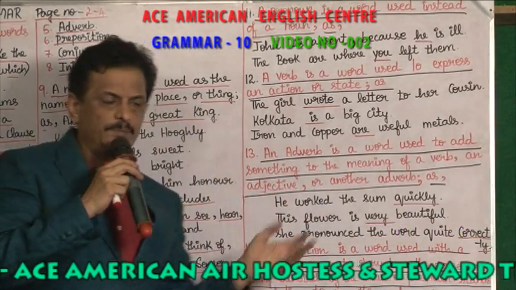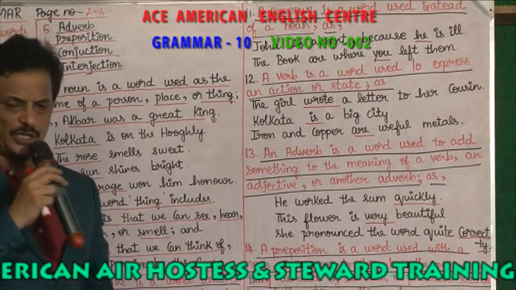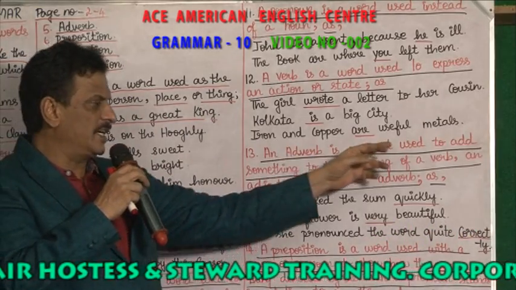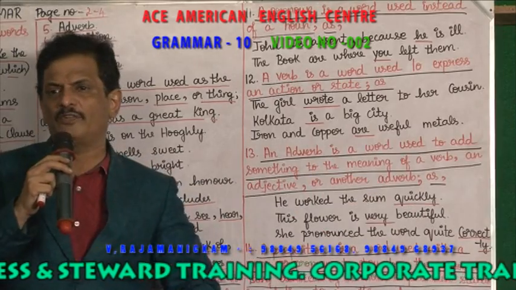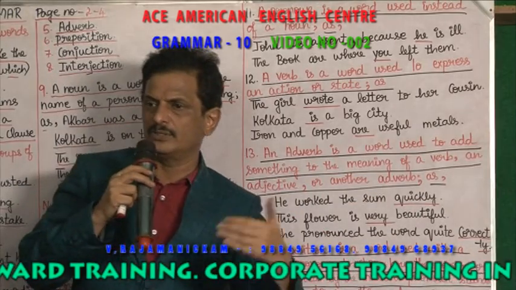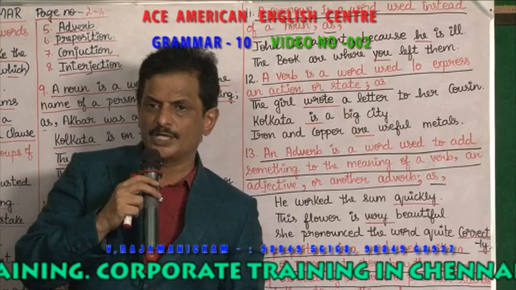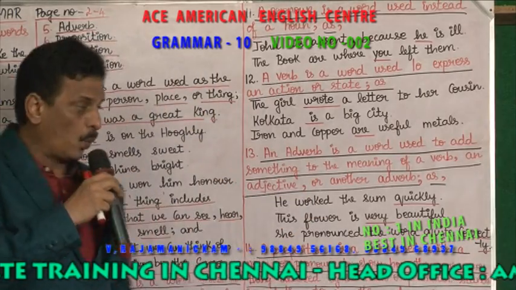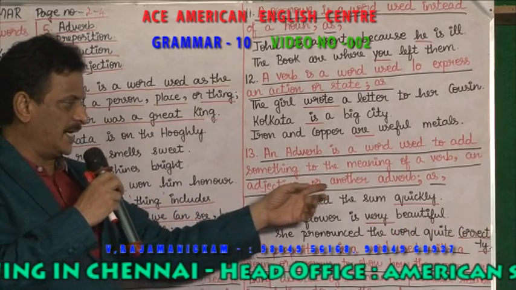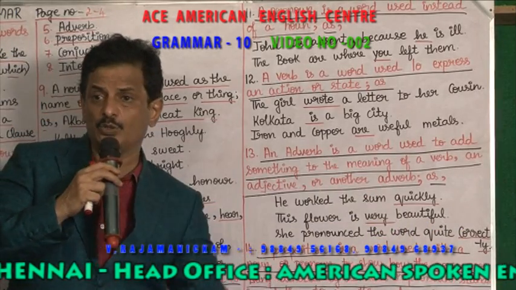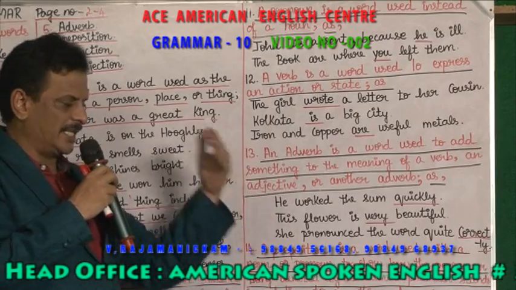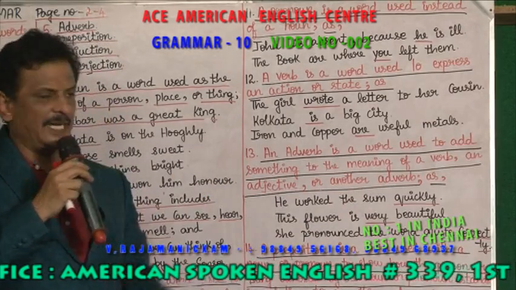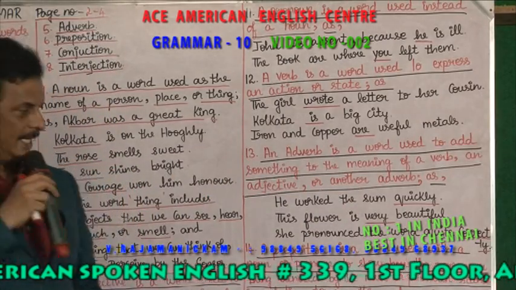So, verb. Now coming here, adverb. What is an adverb? An adverb is a word used to add something to the meaning of a verb. An adjective is used to add some meaning to the noun, but an adverb adds meaning to a verb, an adjective, or another adverb. It is called an adverb.